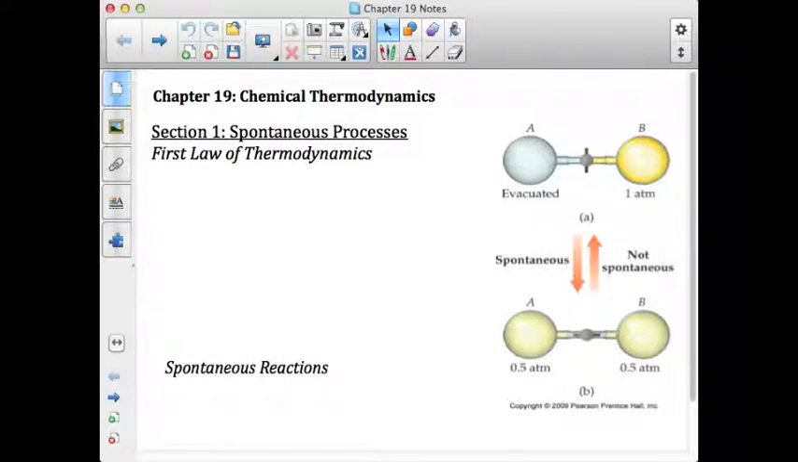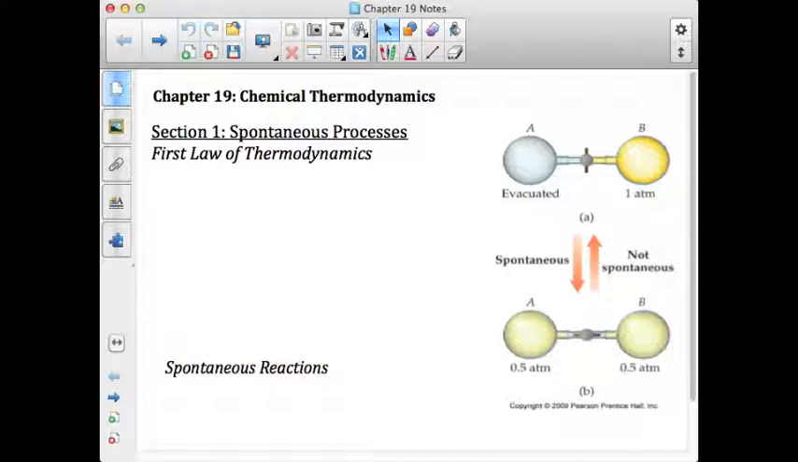Chapter 19 deals with thermodynamics. We've already done a chapter on thermodynamics a long time ago. Now for 19 we're looking at more thermodynamics: heat and entropy and things like that. We're also going to look at spontaneity and Gibbs free energy and reactions.